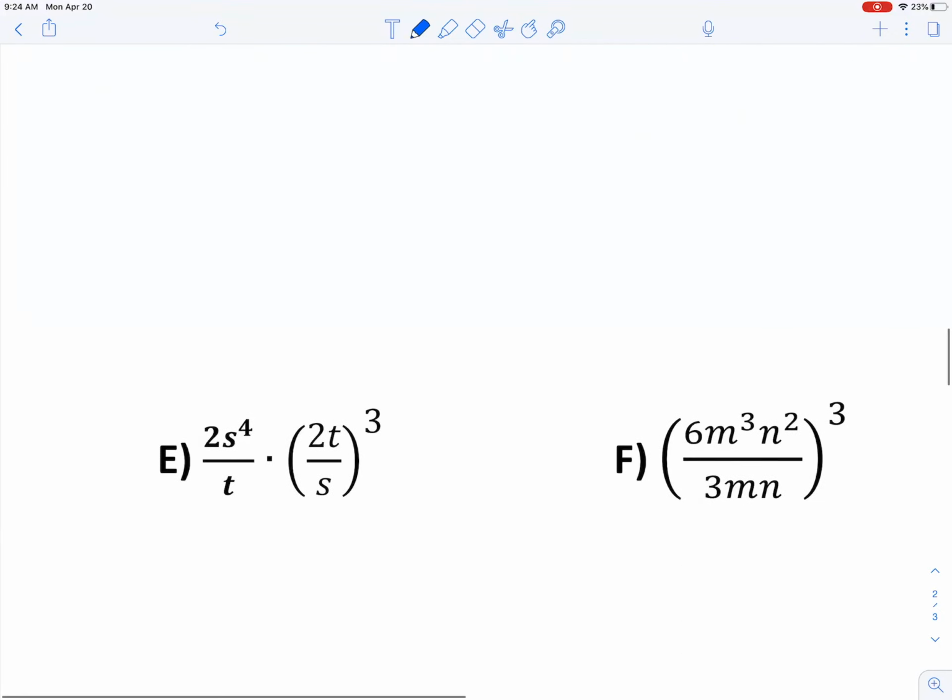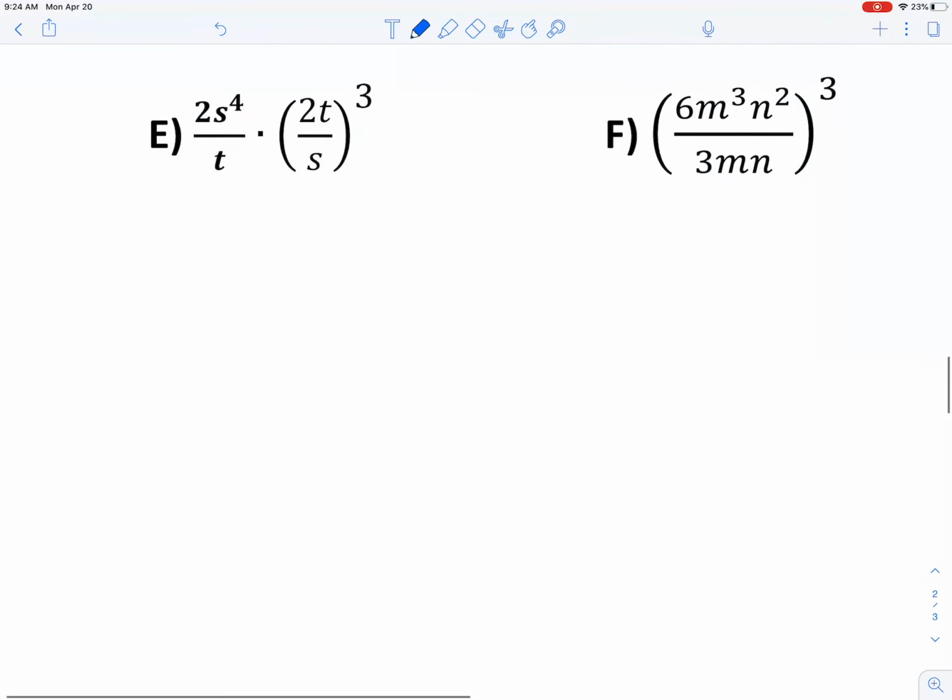All right, we've got 3 problems left. Letter E is next. Okay, we've got a bit more going on here. The first thing that I'm going to do is take this 3 and distribute it through. And then I'm also going to write this as one big fraction because they are multiplied, and when we multiply fractions, we take the top 2 numbers and multiply them, and then the bottom 2 numbers and multiply.